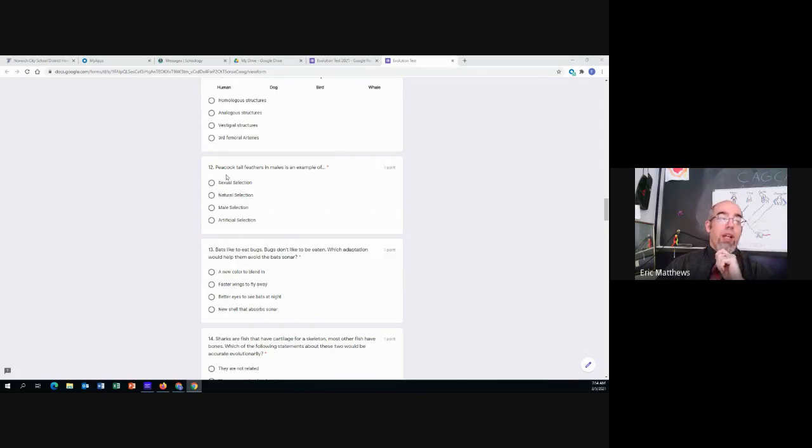Number 12, peacock tail feathers in males. Remember the long, bright colored tails. That is an example of, we had a lab on this too, is that sexual selection, natural selection, male selection, or artificial selection? So the big giant tail feathers on males is an example of sexual selection, natural selection, male selection, or artificial selection?